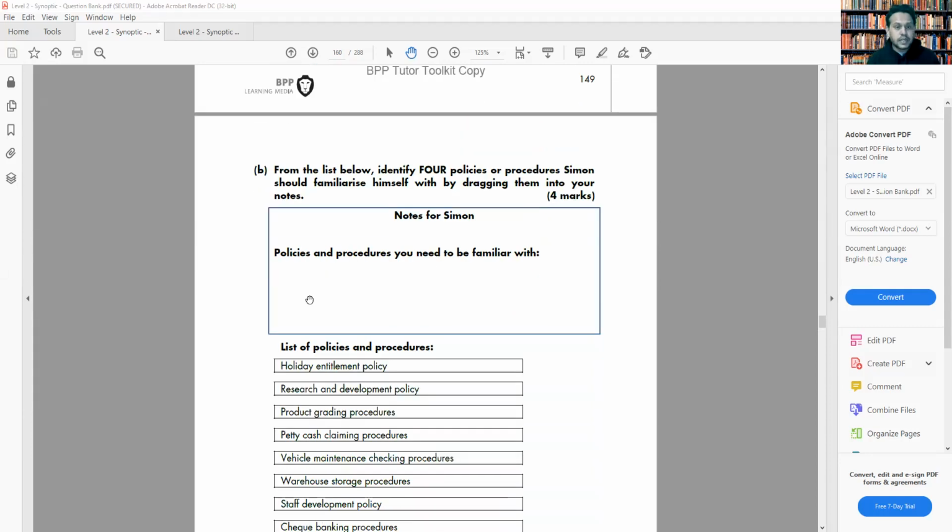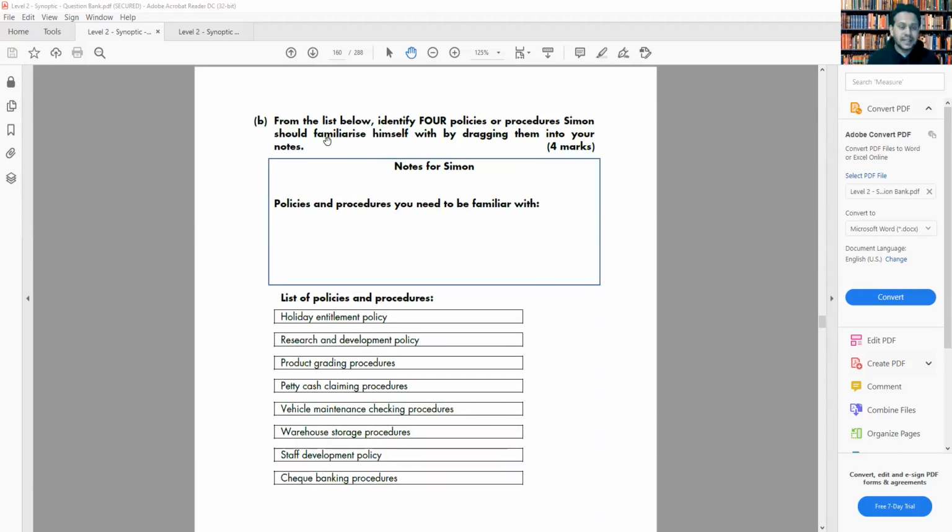Okay, let's have a look. What is the requirement here? They said from the list below, identify four policies or procedures Simon should familiarize himself with by dragging them into your notes. So policy and procedure is the way the company runs its business. So company to company, it could vary. One company has one policy, another company can have another policy.